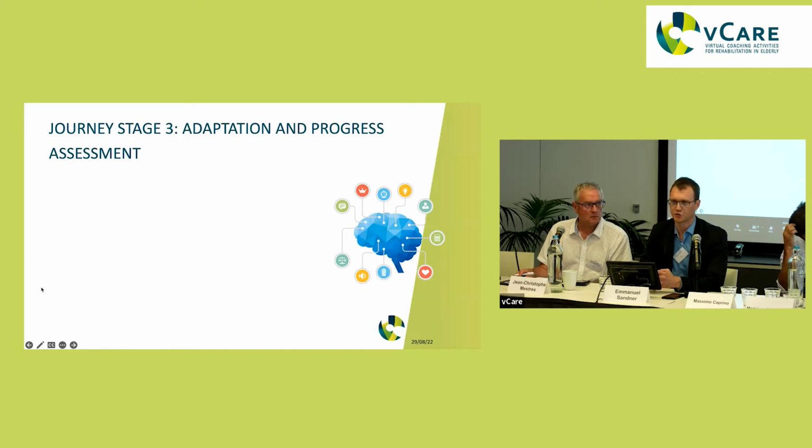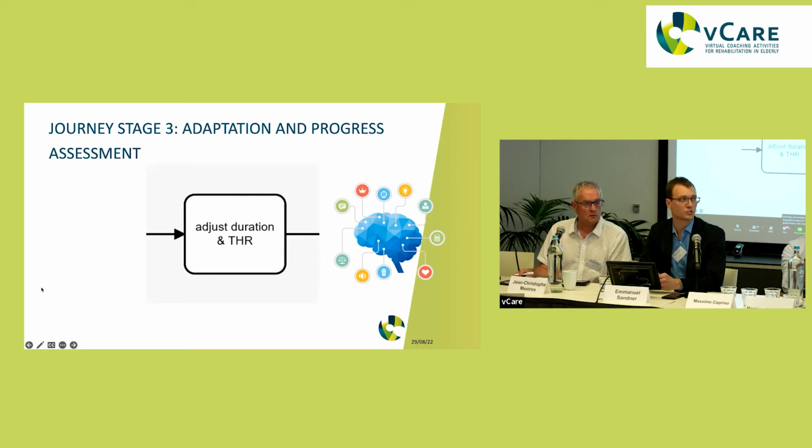And there, at stage 3, adaptations take place. Adaptations based on the user data, based on the performance. And these adaptations are also modeled in the pathways with specific elements. In this case here, there is an adjustment of the duration, the targeted heart rate for a specific activity that is defined by the clinicians. And once the pathway reaches this point, the processing unit can make these adjustments based on the user's performance.